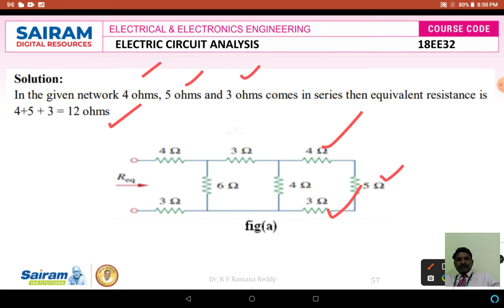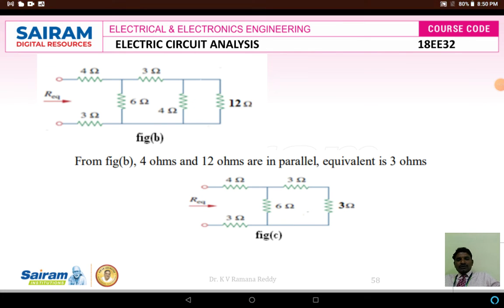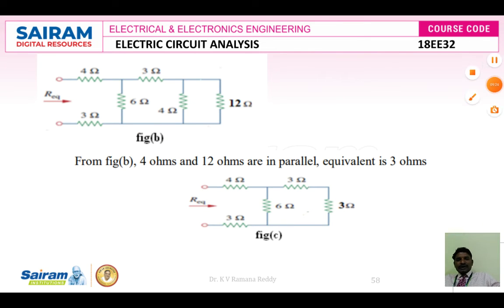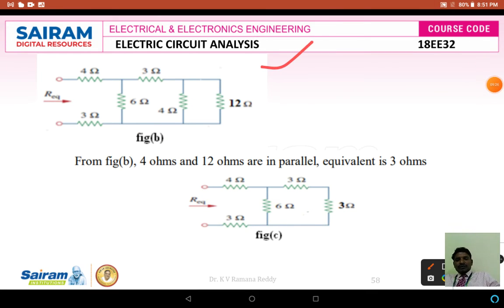Now I am going to replace figure A with figure B, whose equivalent resistance value is equal to 12 ohms. So now I replace figure A2 as figure B. 4 plus 5 plus 3 is replaced as 12.